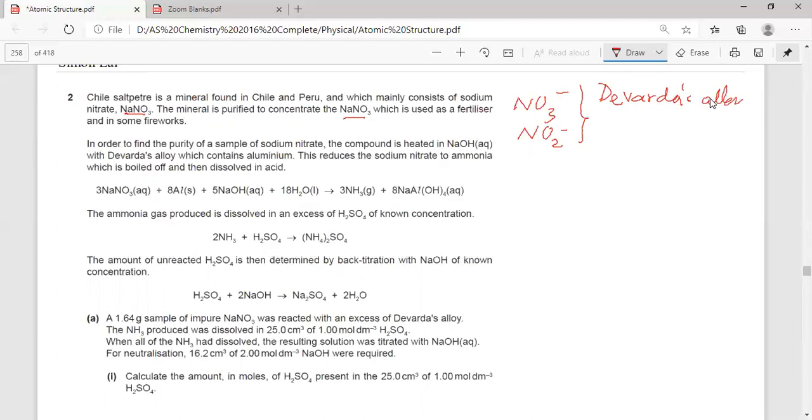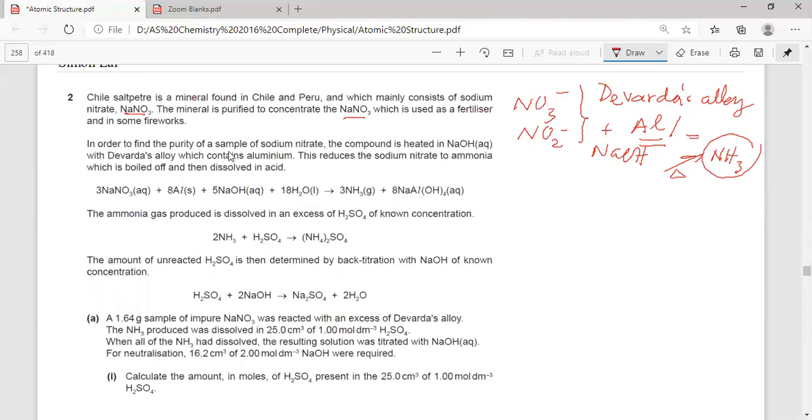Devarda's alloy is actually aluminum and magnesium and something else. So aluminum is the active one here, plus your NaOH. You heat the filler, you get what? You get ammonia. This is a test: you test ammonia with red litmus, which turns blue. So this is what is happening here, and you can give the equation here, okay?